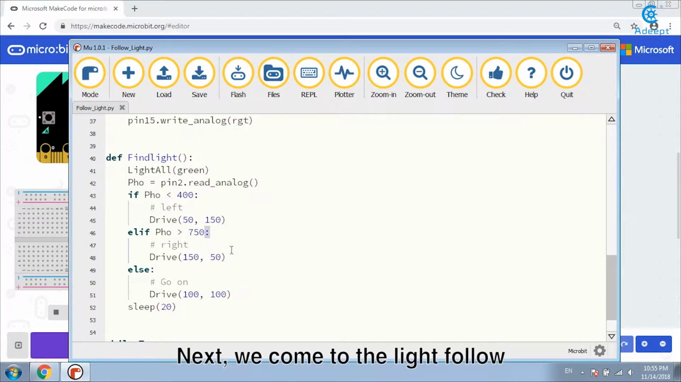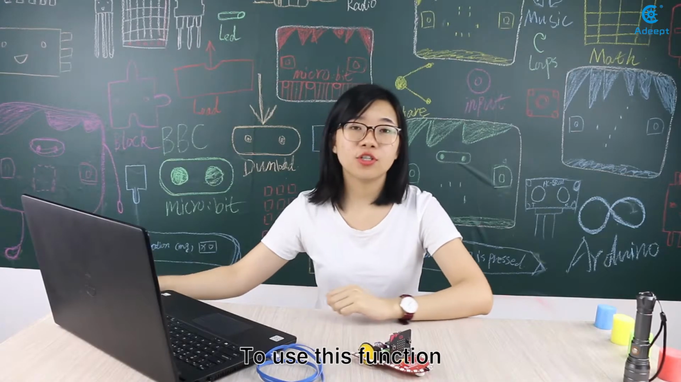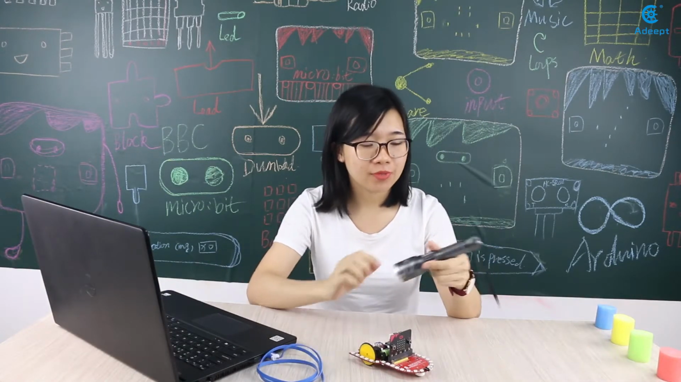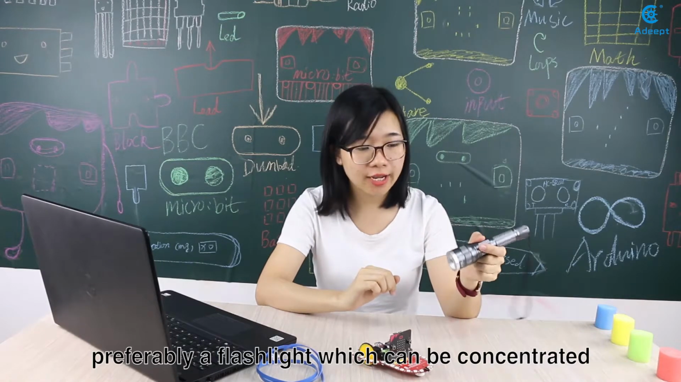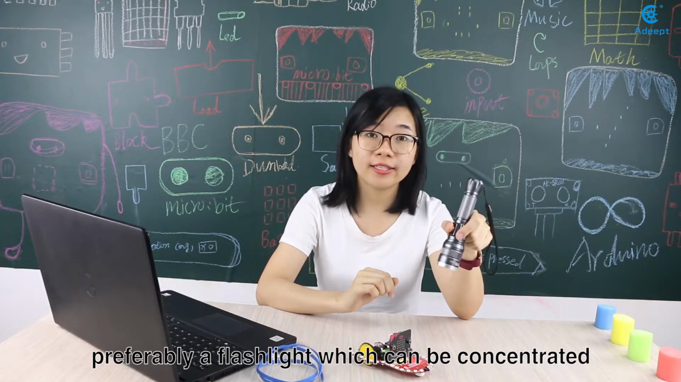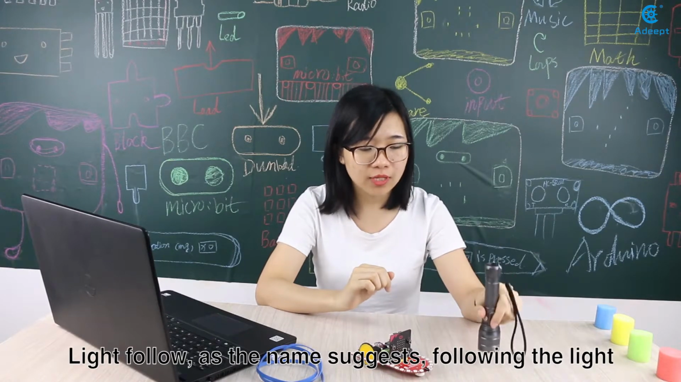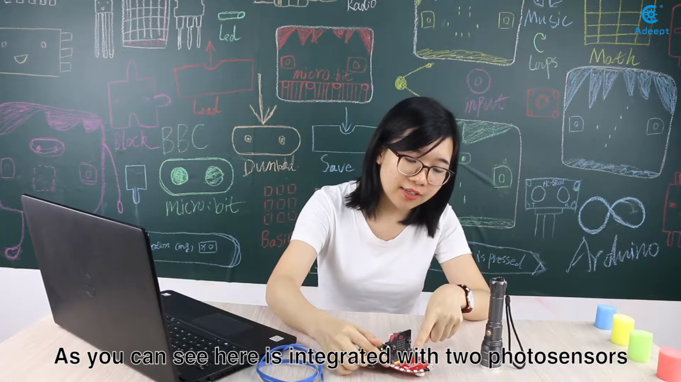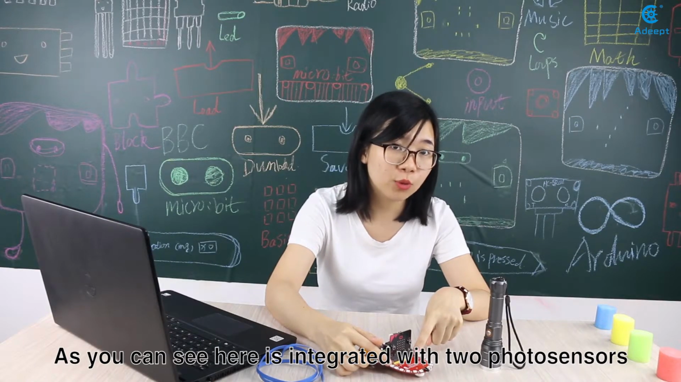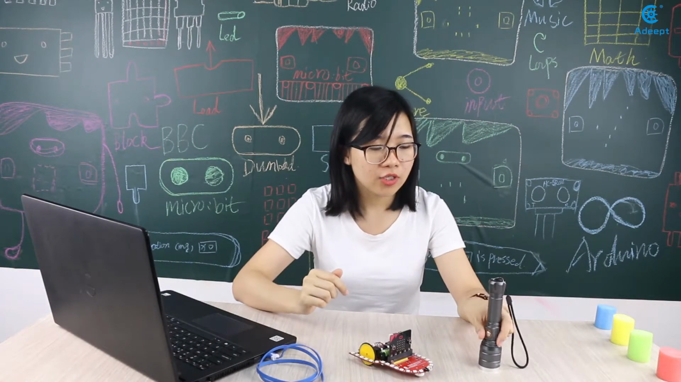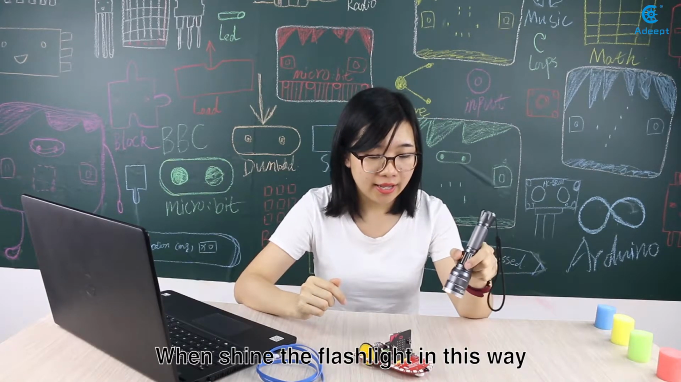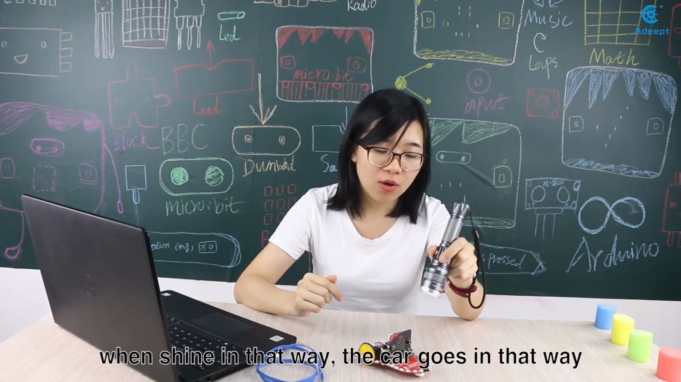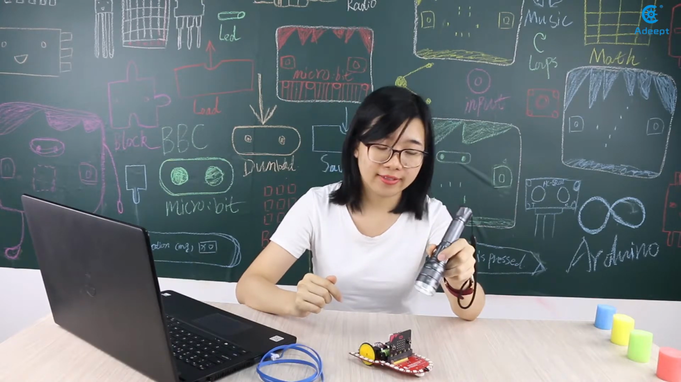Next, we come to the light follow. To use this function, you need an additional illuminating device, preferably a flashlight, which can be concentrated. Light follow, as the name suggests, is following the light. As you can see, here is integrated with two photo sensors. When shine the flashlight in this way, the car goes in this way. When shine that way, the car goes in that way.